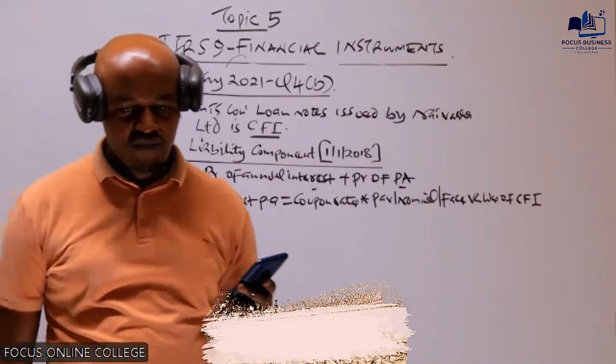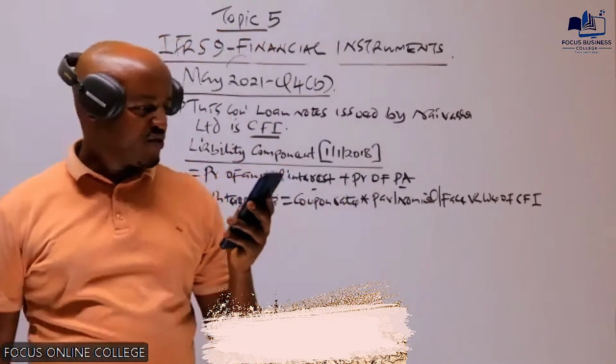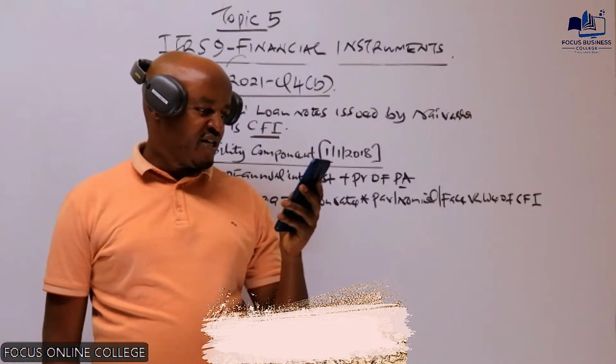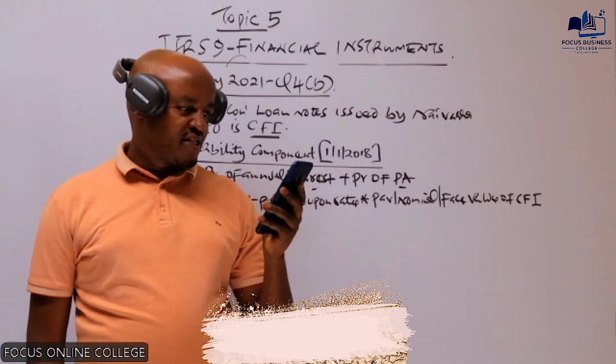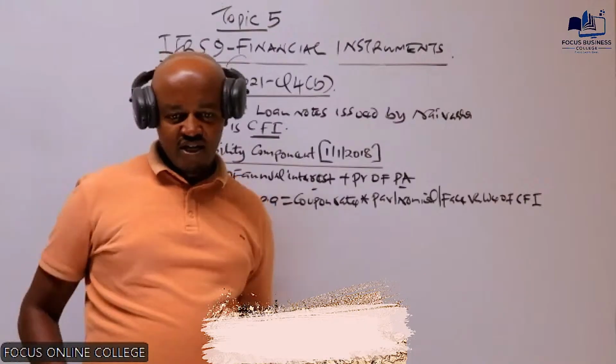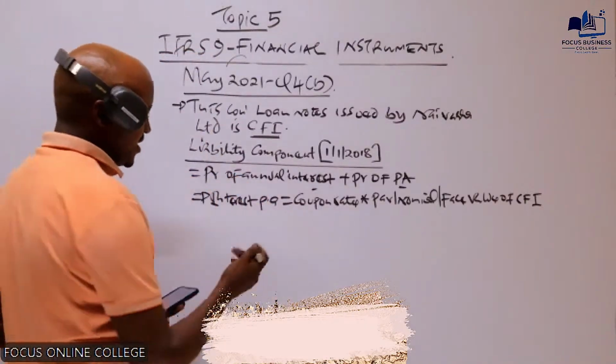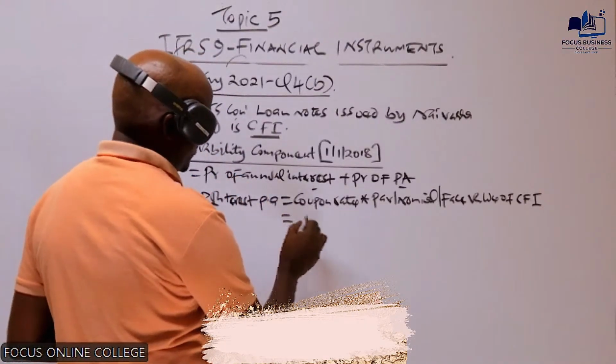Yes, can we go back to paragraph 2? In paragraph 2, we are told the loan notes pay interest annually in arrears at the coupon interest rate of 6%. So in our case, we are already given the coupon interest rate, which is 6%.